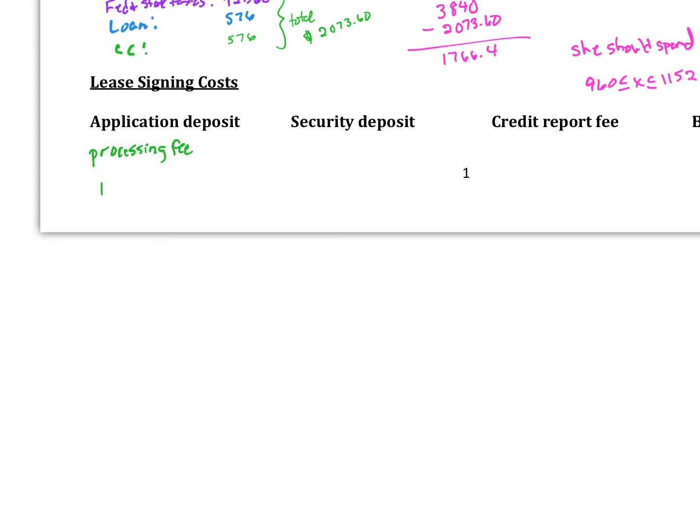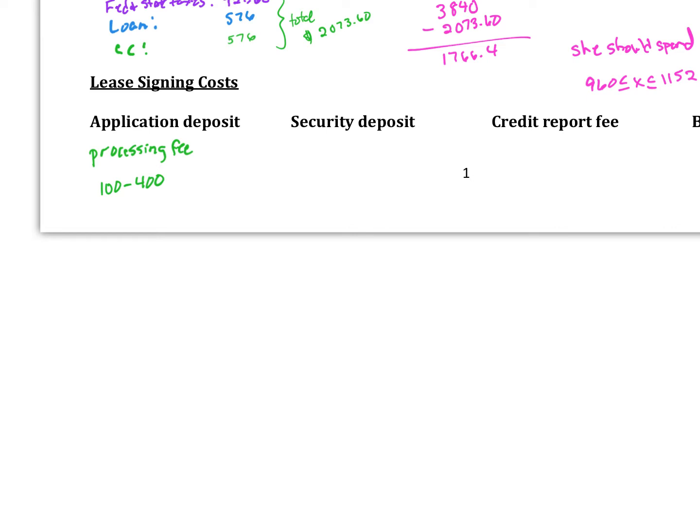It's about $100 to $400. Okay. Security deposit, you pay that to the landlord, and that's in case of damage or that type of thing.